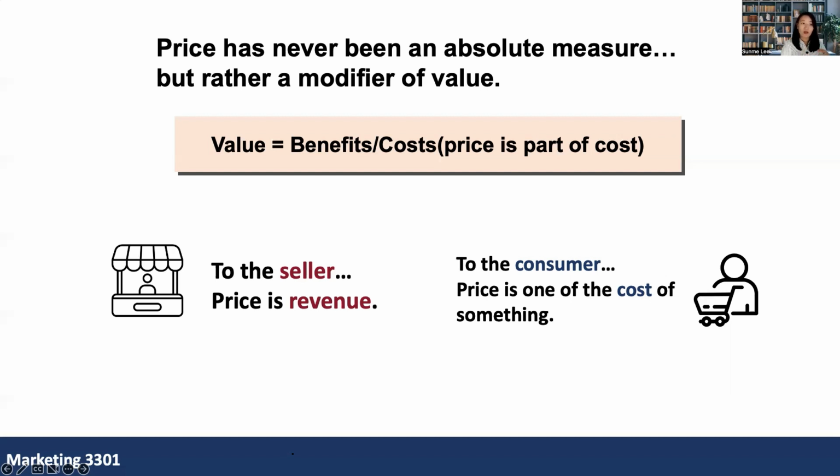To the seller, price is revenue. Of course, from what consumers pay, the seller can make profits. For the consumer, price is one of the costs of something. We talk about search time cost and shopping time cost, and price is also one of the costs to have that value.